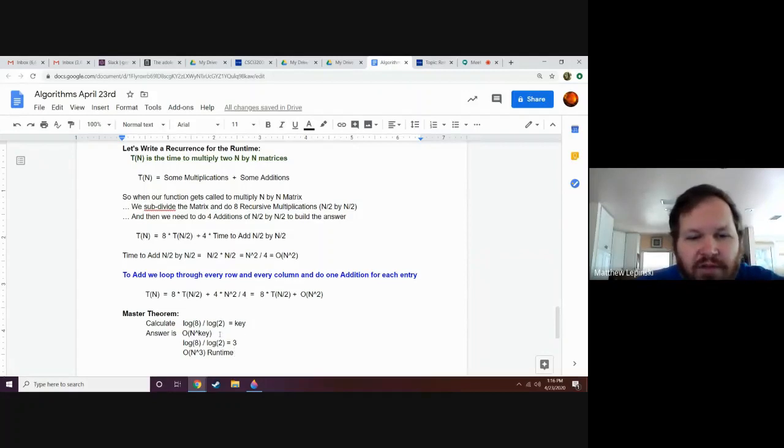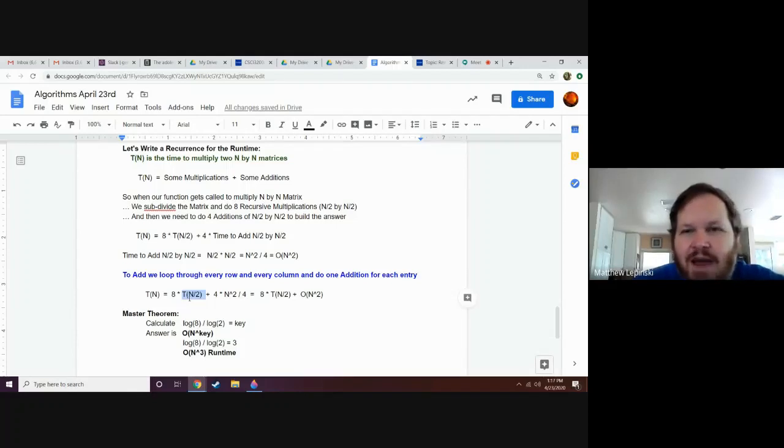Other than the fact that you'd have to do a lookup here, I don't expect anyone to remember the details of the master theorem, but if you Google it or look it up in your textbook, you can see that we have 8 recursive calls, and because each of them is size n over 2, we end up with a very leaf-heavy recursion tree, and this is an O of n cubed runtime. So this is kind of the answer to Courtney's question.